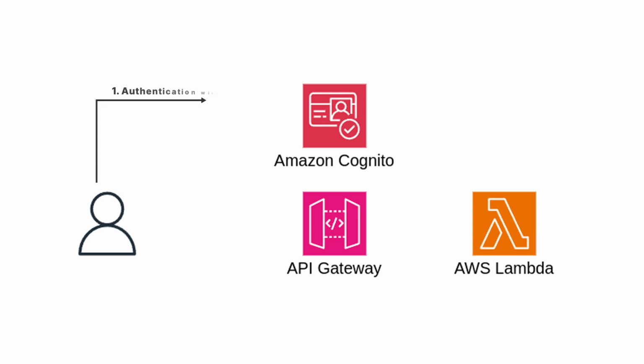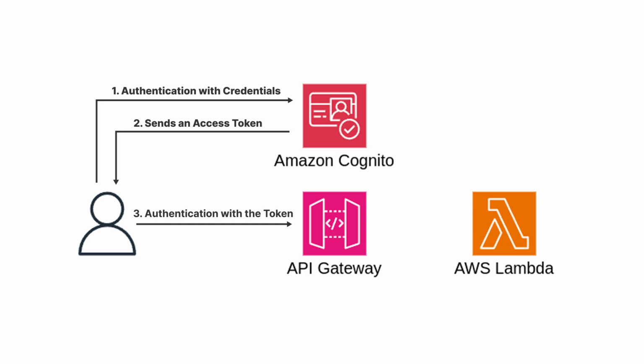A user authenticates in Cognito. Cognito checks their credentials and, if they are correct, sends an access token to the user. The user accesses an API endpoint with the access token. After requesting the API endpoint, a Lambda function is invoked.